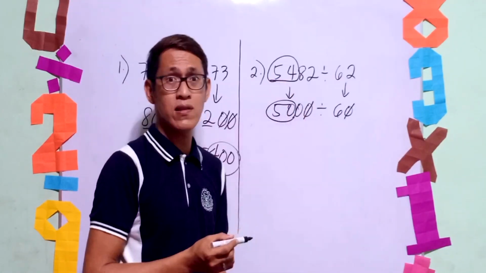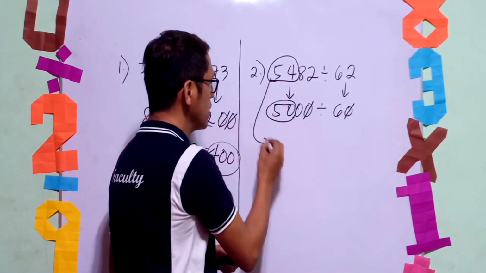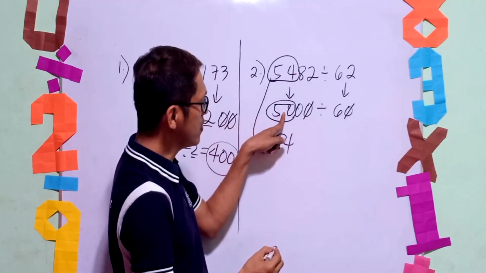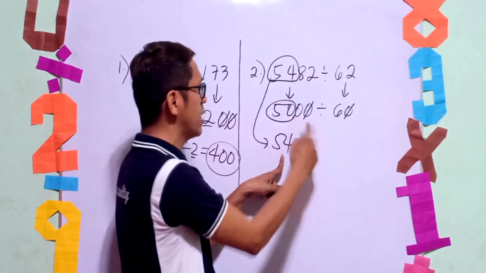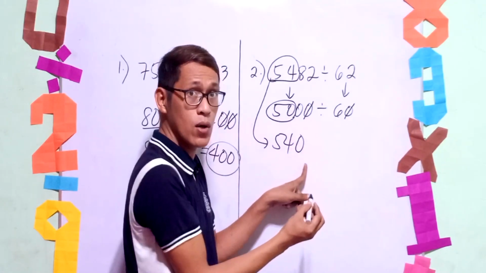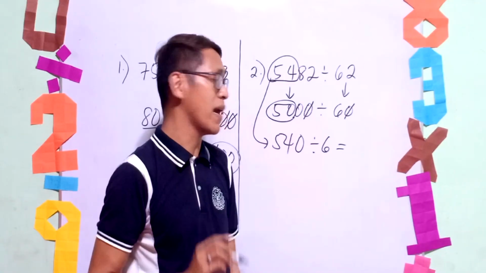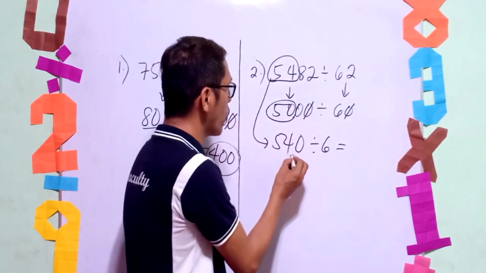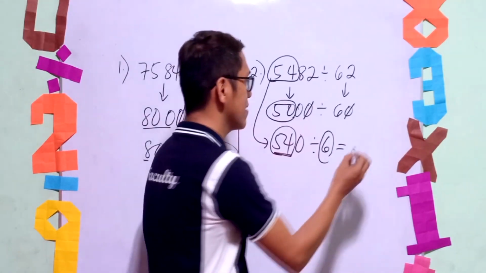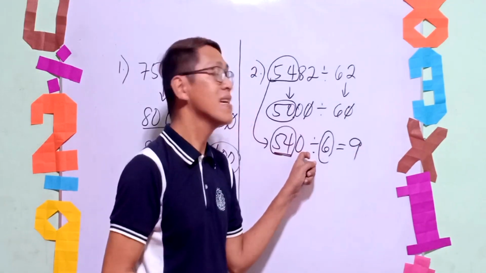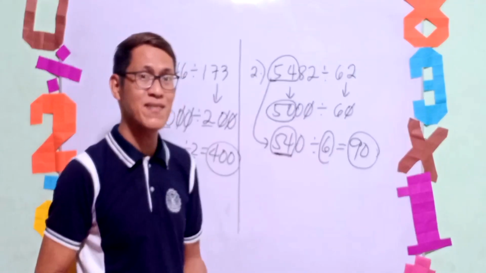Can we use 54 divided by 6? Yes, they are compatible. So instead of using 50, we'll use 54. But remember, there is one more 0 here. So bring down that 0, then divide this by 6. If you cannot divide 540 by 6, why not 54 first? 54 divided by 6, and that will give you 9. Then just carry the 0 here. So our estimated quotient is 90.